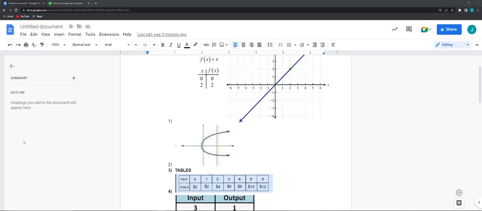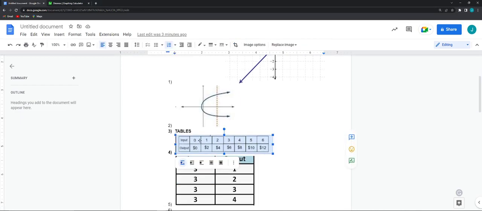So now I move on to tables. This table is a function, and it is a function because for every input, it has only one output. So let's say these were candy bars. If I bought one candy bar, it would be $2. 2, 4. If I bought 4, it would be 8. So it's the same pattern of adding 2 each time.